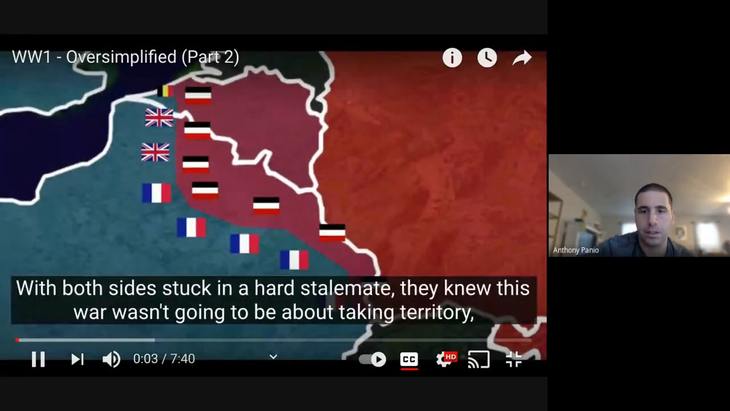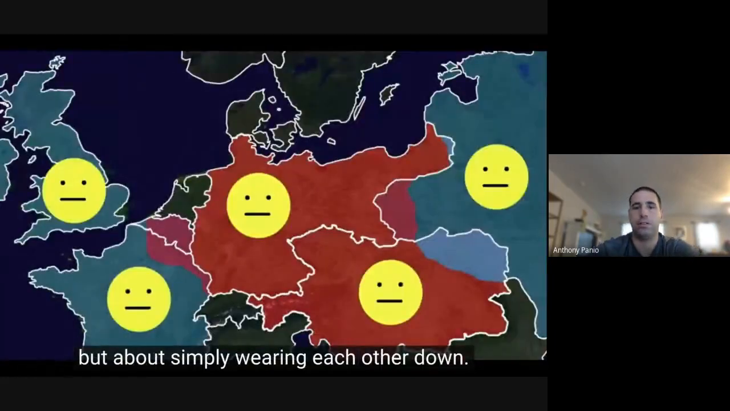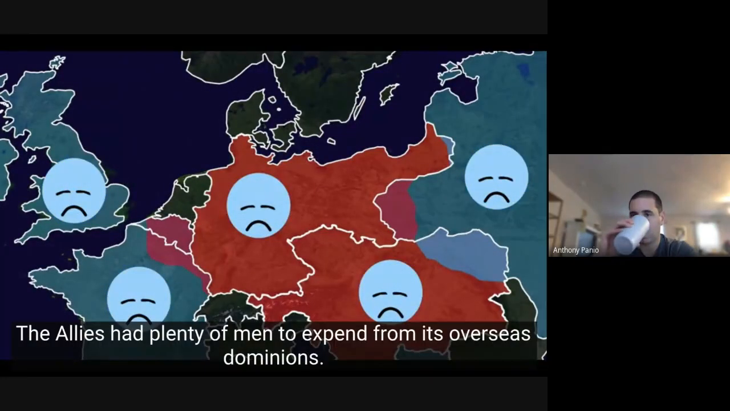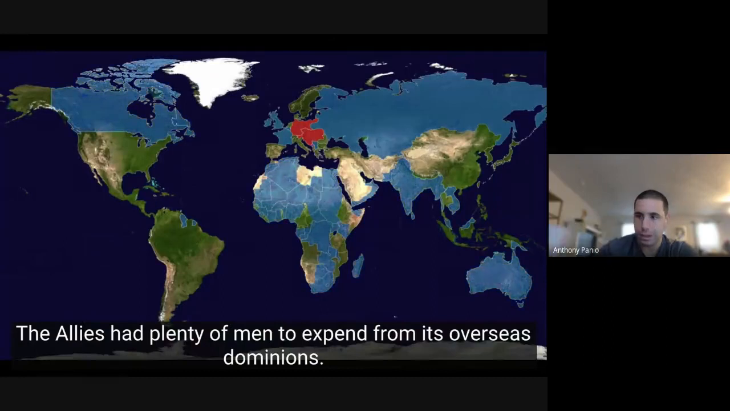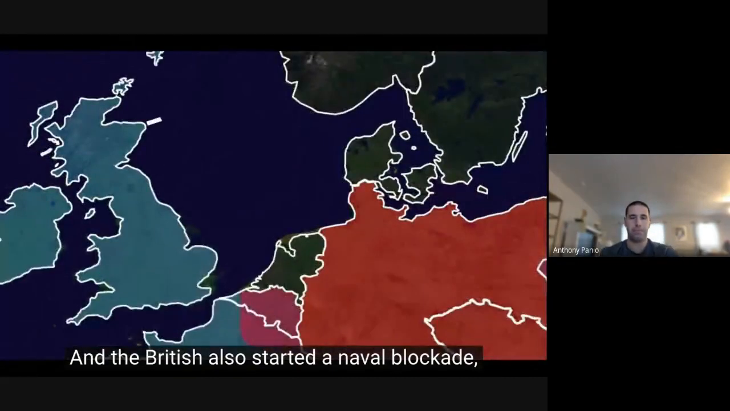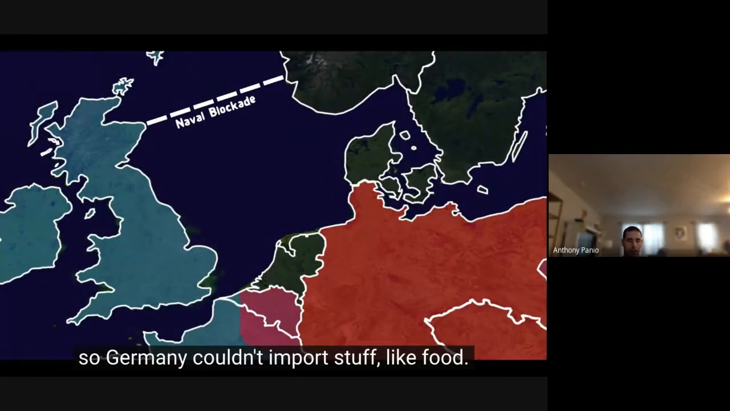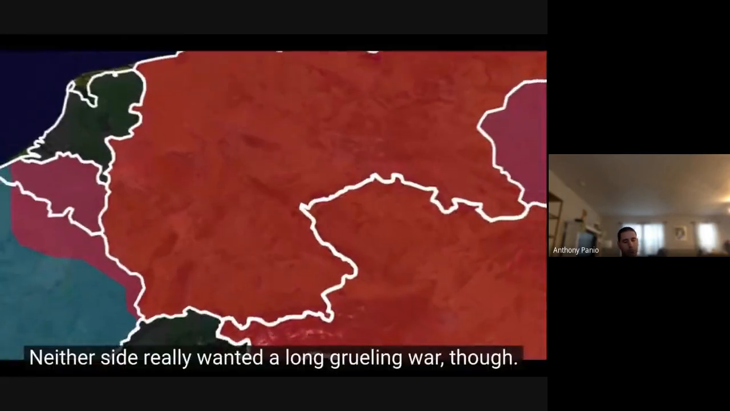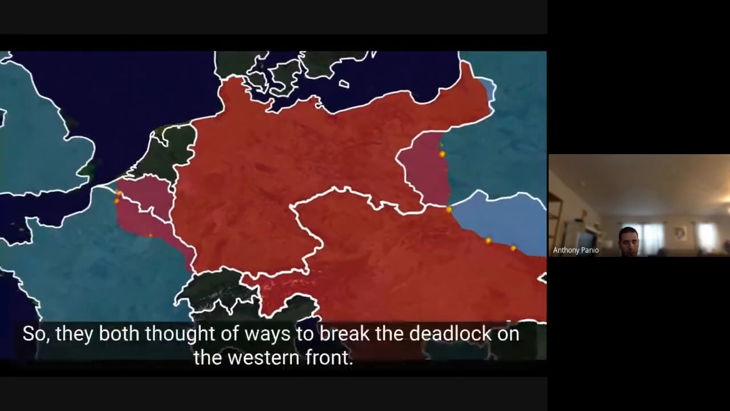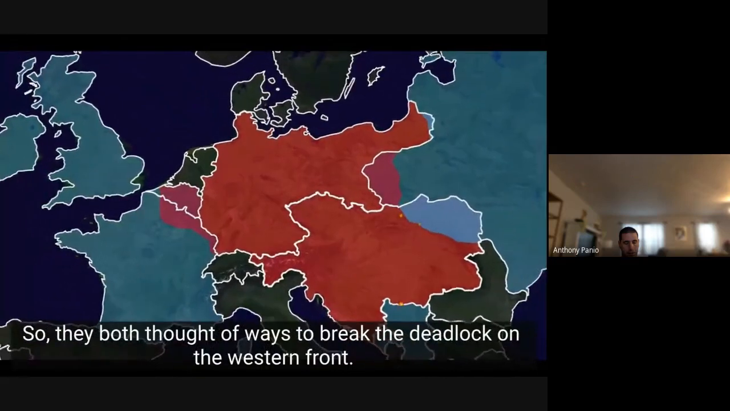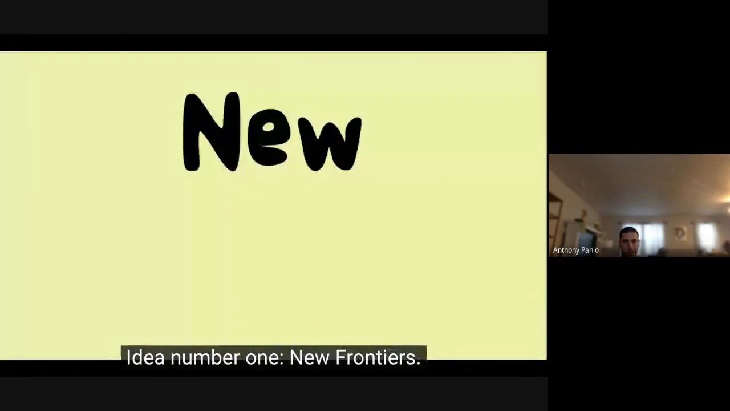With both sides stuck in a hard stalemate, they knew this war wasn't going to be about taking territory, but about simply wearing each other down. The Allies had plenty of men to expend from its overseas dominions, and the British also started a naval blockade, so Germany couldn't import stuff, like food. Neither side really wanted a long, grueling war, though, so they both thought of ways to break the deadlock on the Western Front. Idea number 1, new frontiers.